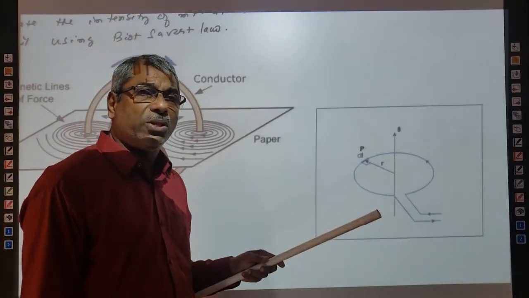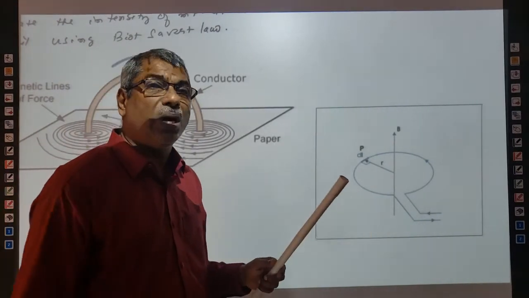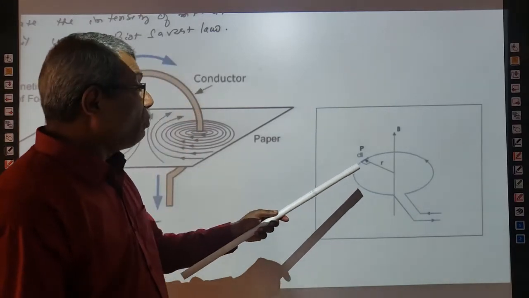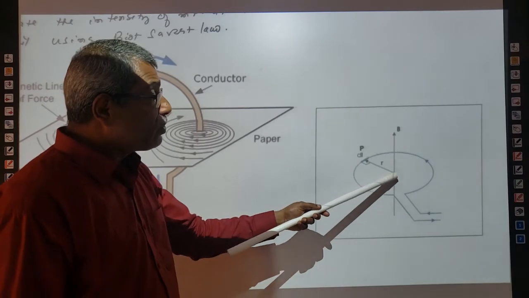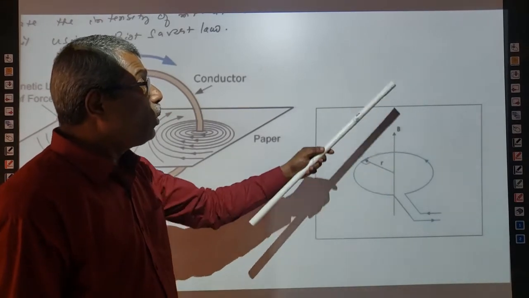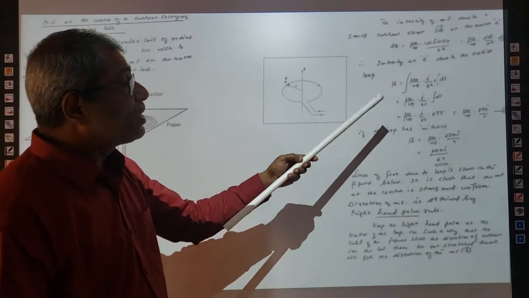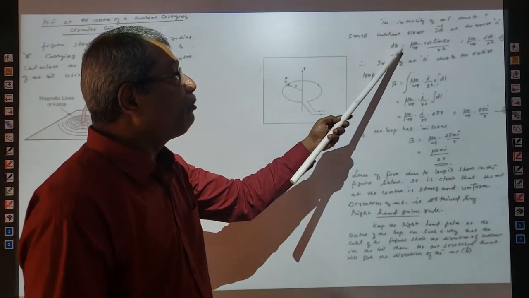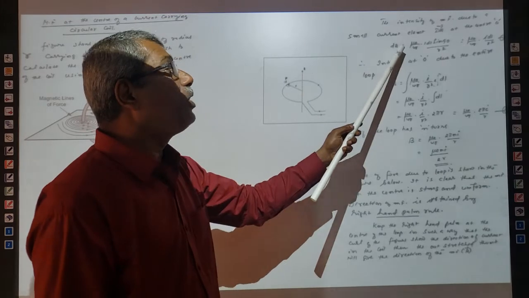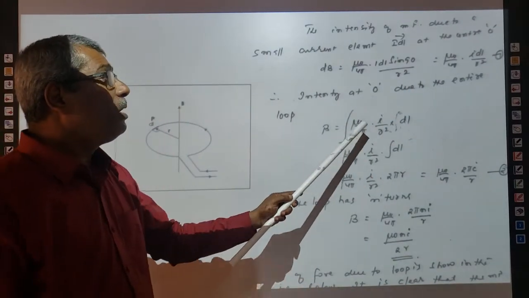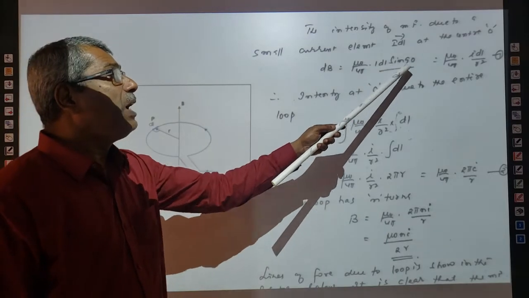Why is the current element necessary? Because we are using Biot-Savart's law in this case, right? The small element will produce a magnetic field at the center O. That means, according to Biot-Savart's law, the intensity of magnetic field at the center O is given by dB equal to mu0 by 4 pi into sine 90 divided by r square.